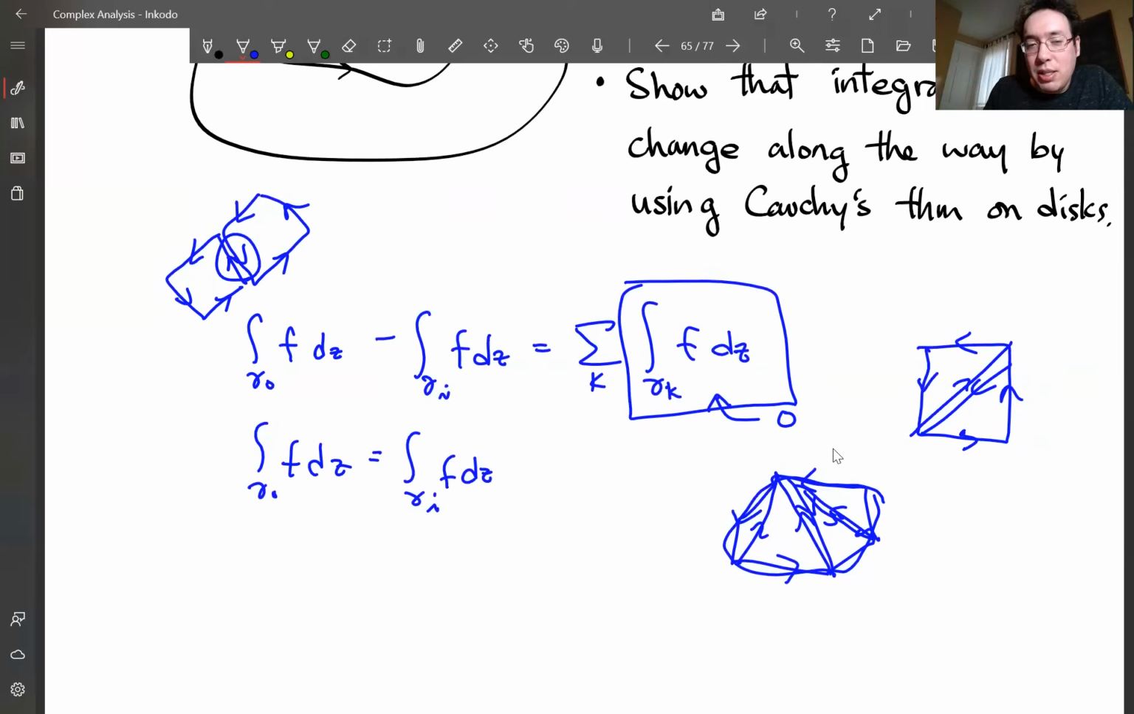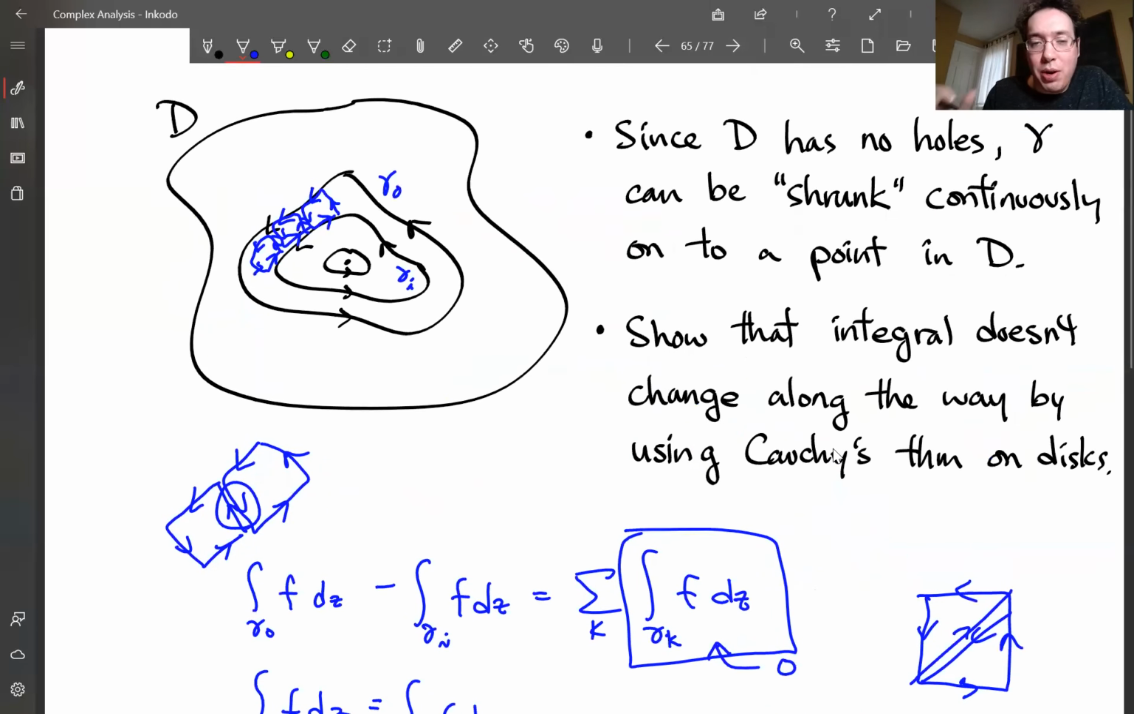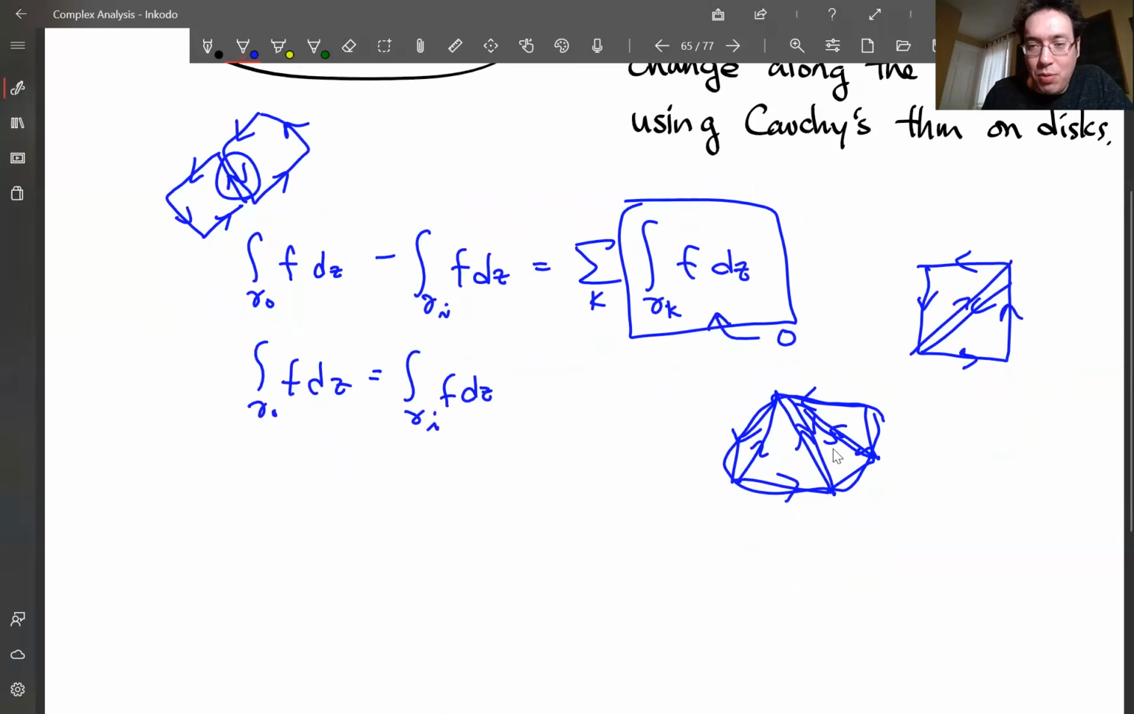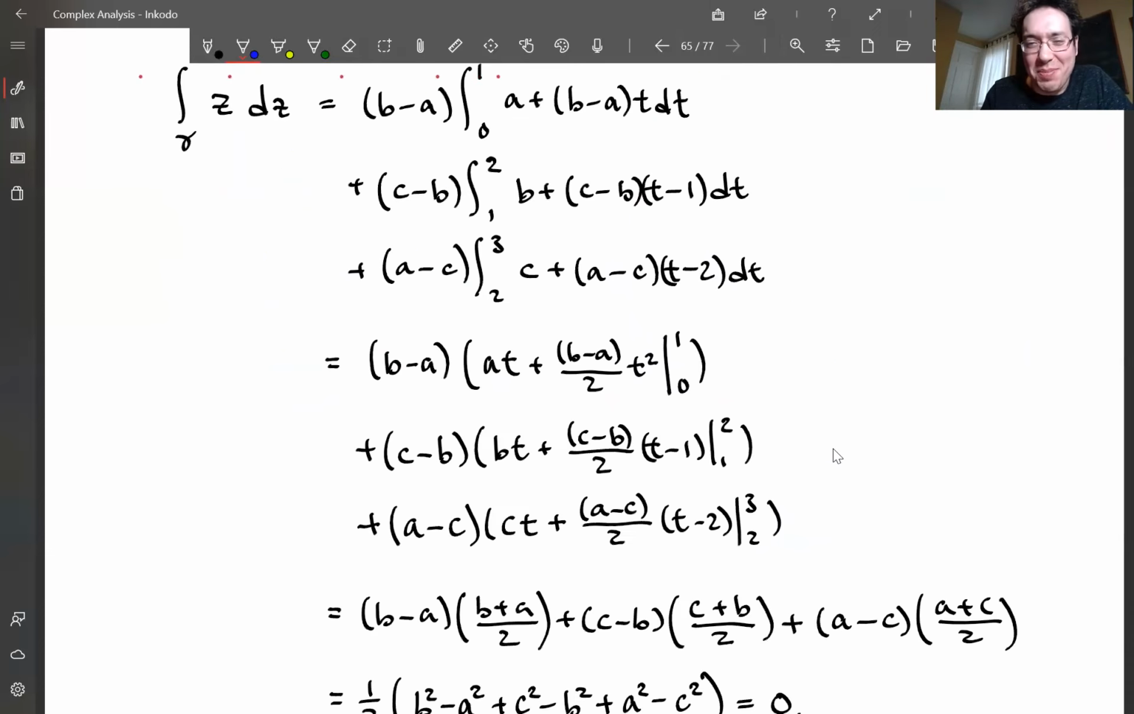And any curve is well approximated by a polygon. In fact, that's how we came up with the definition of the path integral, right? That we are approximating with close-by line segments, and that we took the limit. Okay, so that's how we're going to reduce the argument to proving that the analytic function will have 0 path integral in a small triangle. Okay, I hope this is making sense.